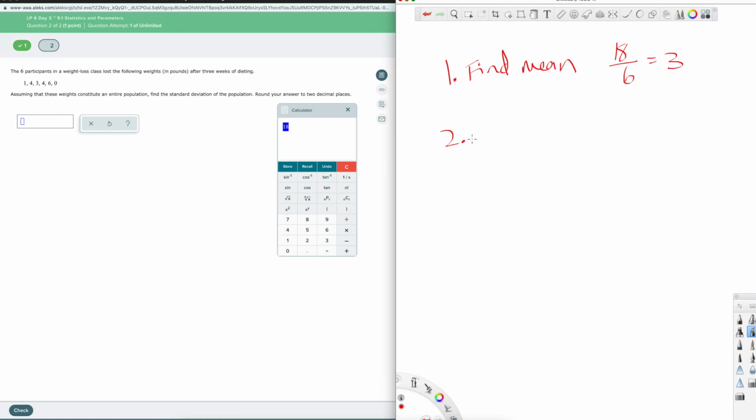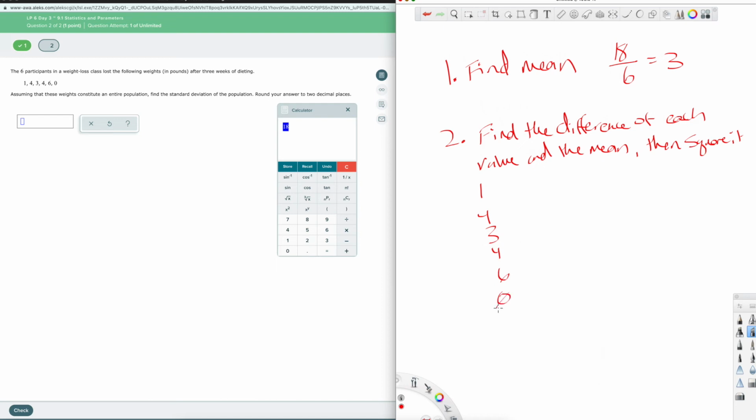The second step, we're going to do kind of the same thing we did before. We're going to find the difference of each value and the mean. So that's very similar to what we did on the last one. But instead of it being the absolute value, then we square it. All right. So if I write down these 1, 4, 3, 4, 6, 0, and then I'm going to subtract the mean here, which I'll kind of highlight in blue. So we're going to go minus 3, minus 3, minus 3, minus 3, minus 3, minus 3. And we have equals.